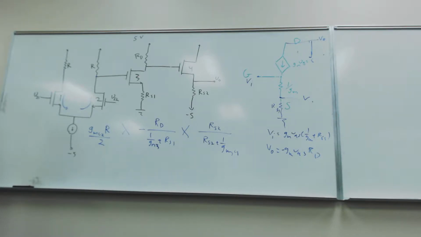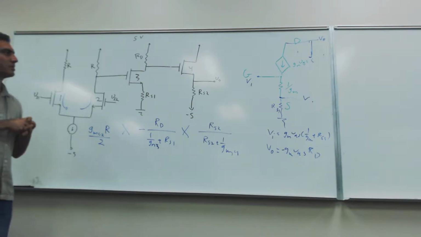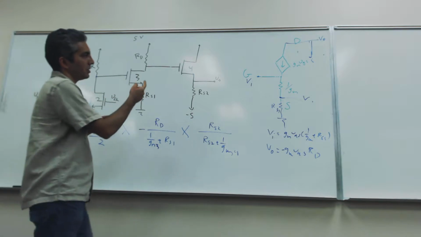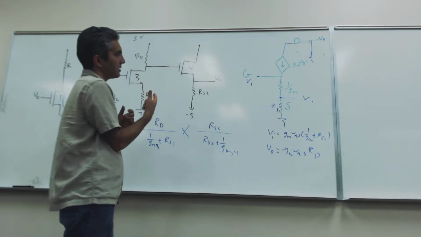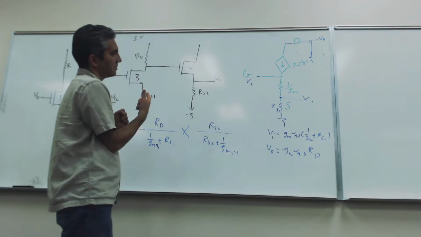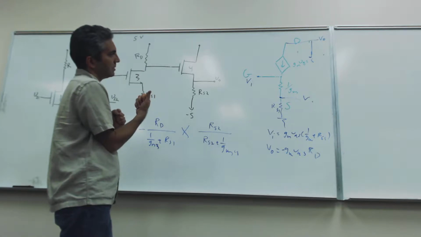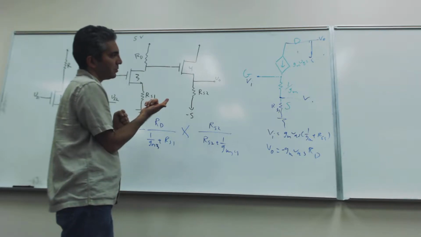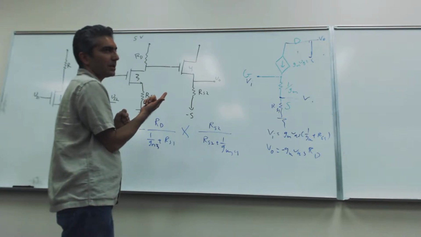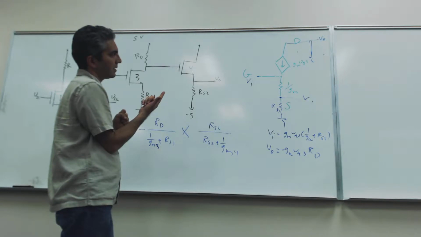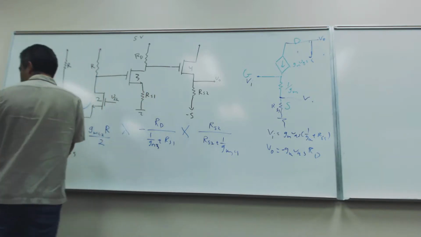Assuming lambda is 0. So looking back into this, if I want to calculate the output resistance, I put a test voltage there, right? And then get rid of all the. I'm not sure about this one.